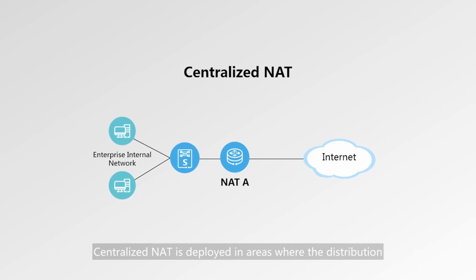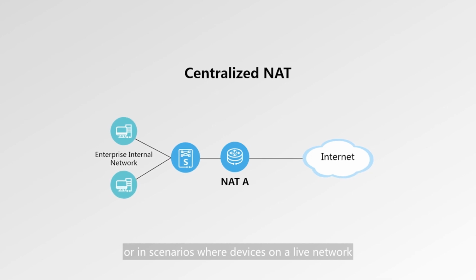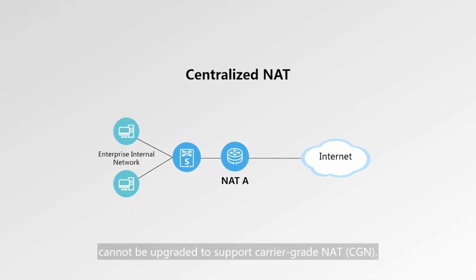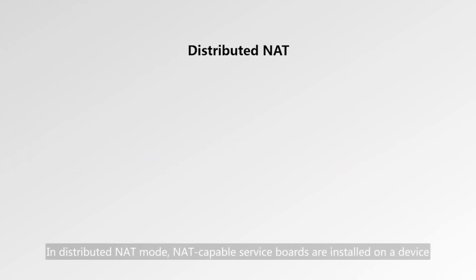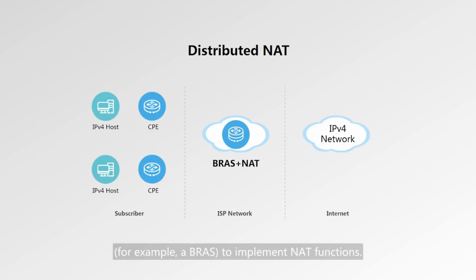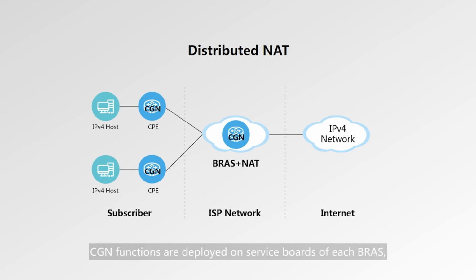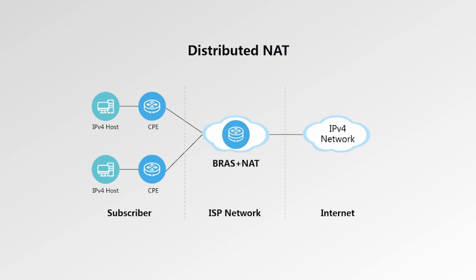Centralized NAT is deployed in areas where the distribution of private network users is sparse, or in scenarios where devices on a live network cannot be upgraded to support carrier-grade NAT, CGN. In distributed NAT mode, NAT-capable service boards are installed on a device, for example a BRAS, to implement NAT functions. CGN functions are deployed on service boards of each BRAS, which is called distributed NAT.